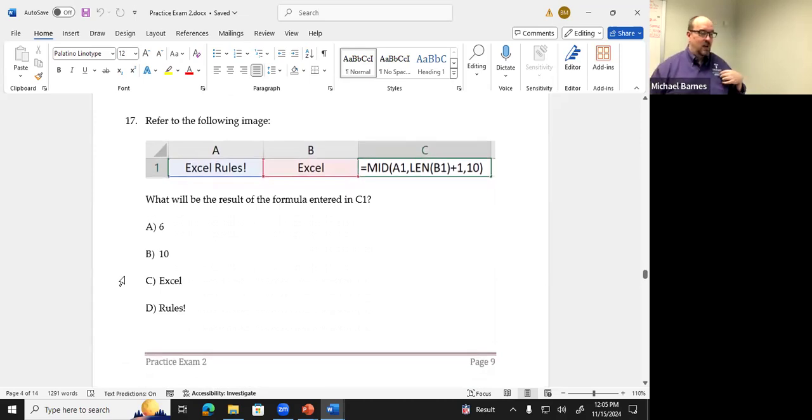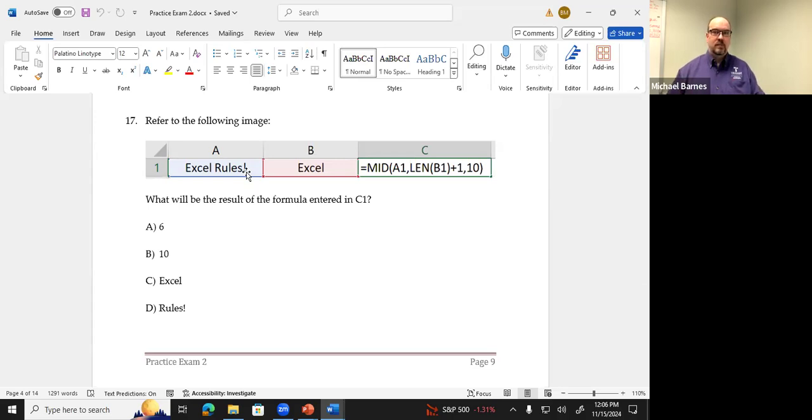All right, refer to the following image. I'm doing a MID function paired with a LEN function. What will be the result of the formula in C1? Let's go ahead and analyze this. In the MID, I'm looking at cell A1, and I'm saying I want you to go the length of this particular item here. So it's going to count the number of characters in B: 1, 2, 3, 4, 5. Then it's going to add 1 to get 6, and it's going to start at 6. It's going to respond to everything that's 10 characters or past. So it's going to say RULES, then 3 other characters. The answer is D. It's going to return rules, which is actually the example that we walked through in class.